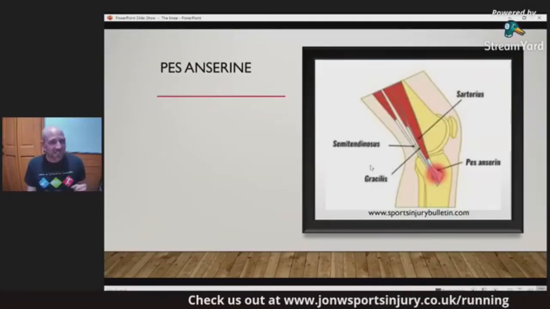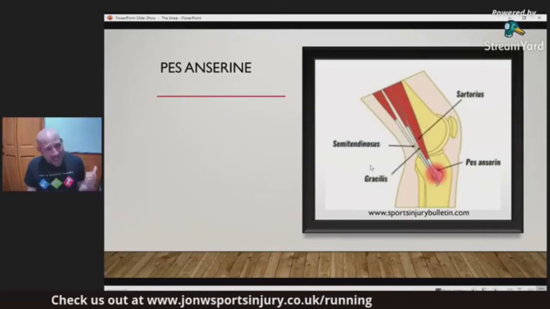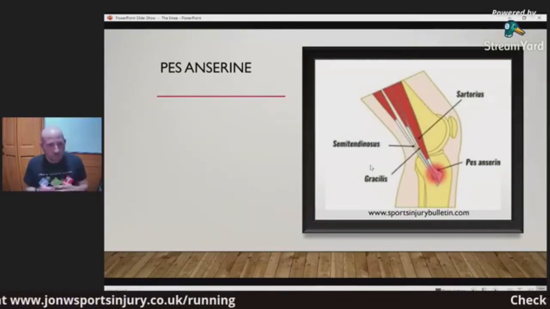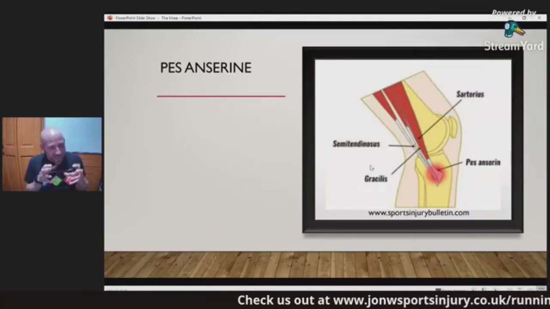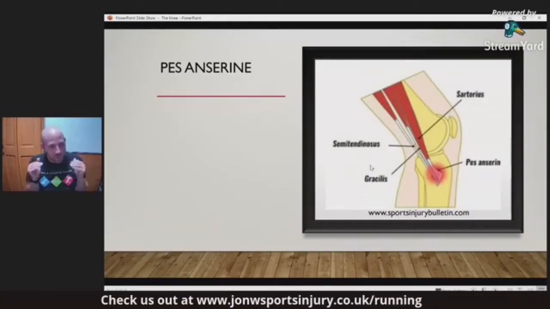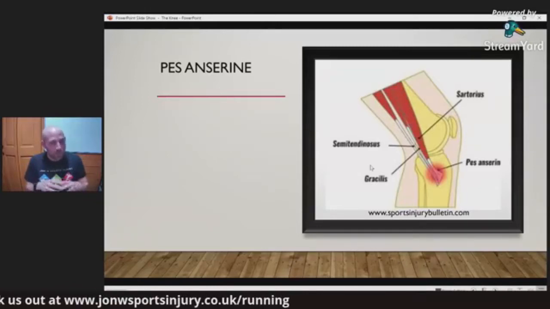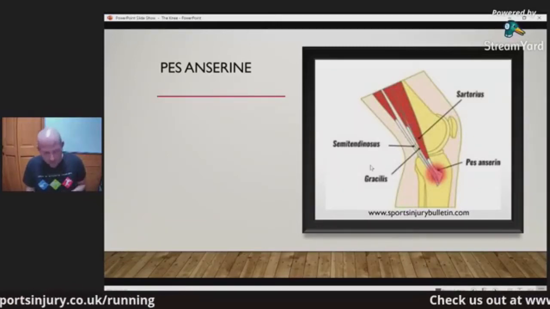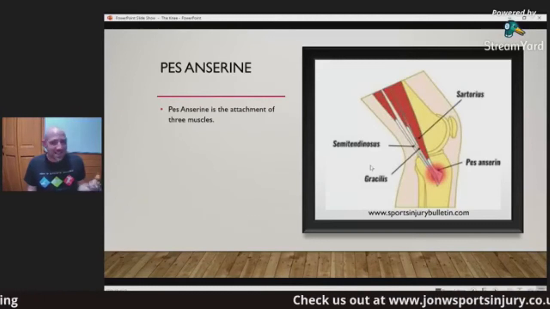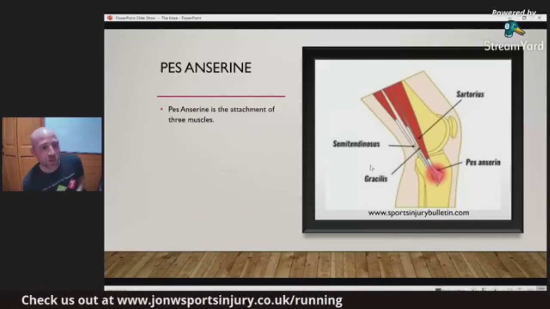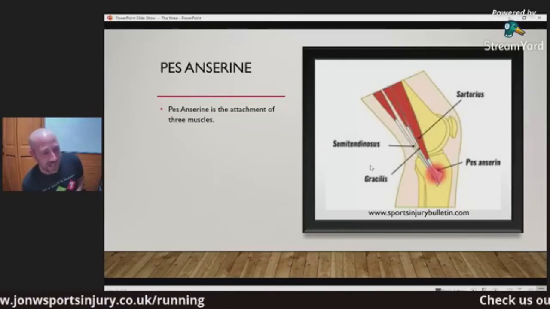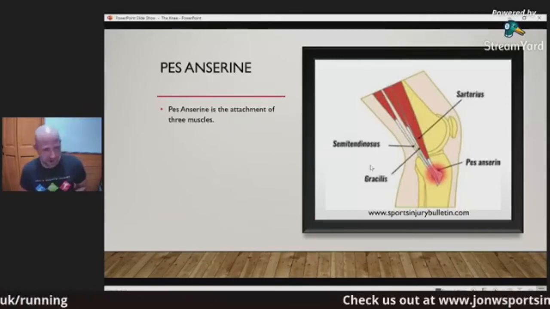Now, pes anserine, a fancy term, but what it actually means is a muscle attachment point for three muscles that share an attachment point. Because we have three muscles all coming into one area, it's very common that we can get pain here. Now, where is the pes anserine? Well, it's below the inside of the knee. If you feel your kneecap and you move just off to the inside and then slightly down, that's around your pes anserine insertion.